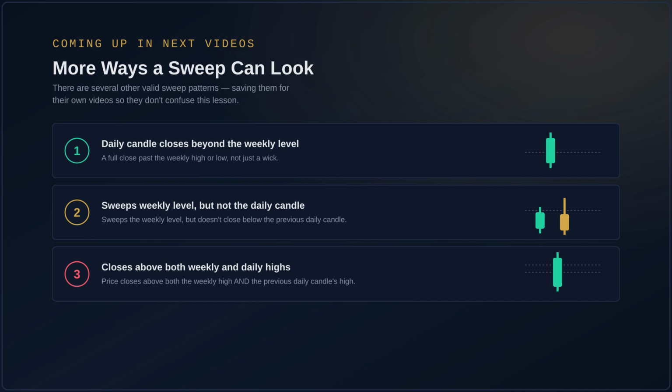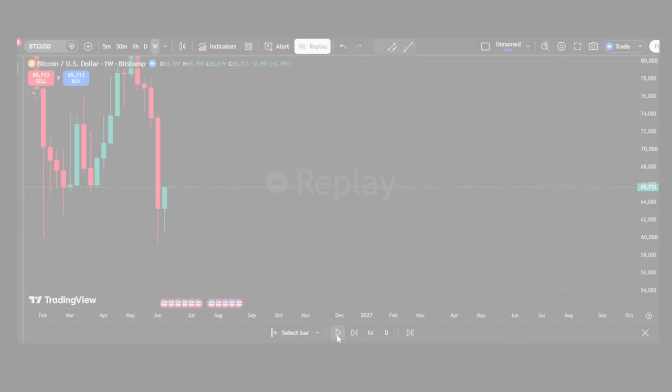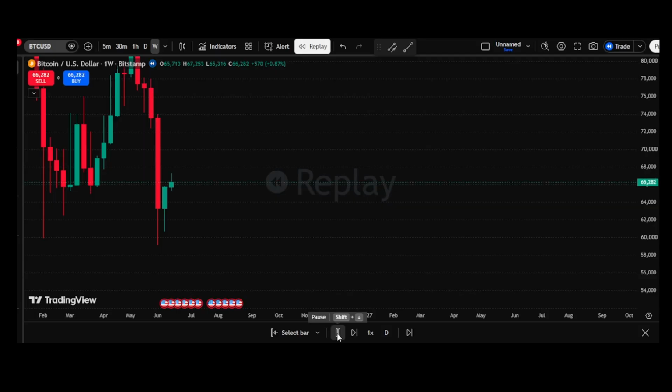In the next videos, we'll learn: first, when the daily timeframe candle closes beyond the weekly level. Second, when the daily timeframe candle sweeps the weekly level, but doesn't close below the previous daily timeframe candle. Third, when price closes above both the weekly high and the previous daily timeframe candle's high. Now let's move to some real chart examples to understand the liquidity sweep on different time frames.